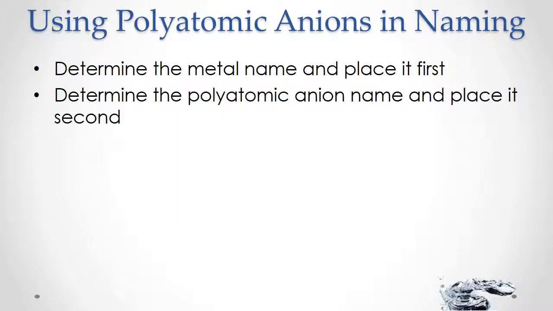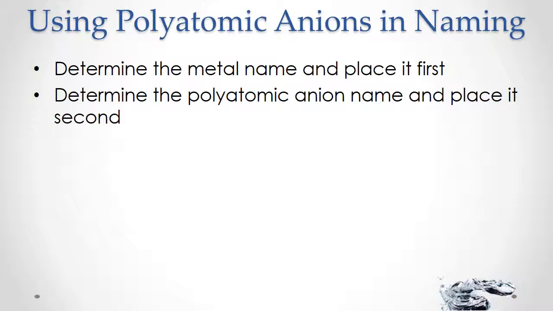So now that we've looked at ways of naming our polyatomic anions, let's put everything together about how we're going to determine the name from the formula. We're first going to start by determining what the metal is, or the cation, and place that first. Then we're going to determine what the polyatomic anion is and place that second.